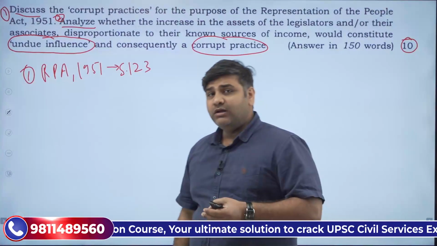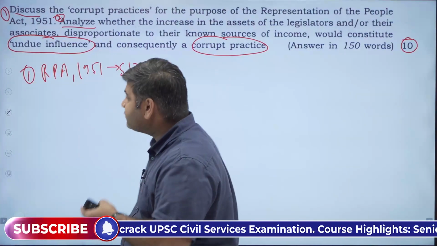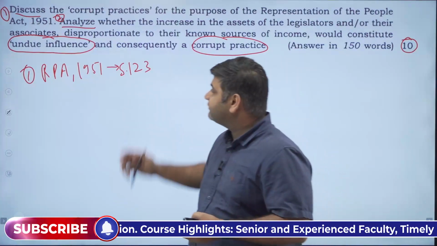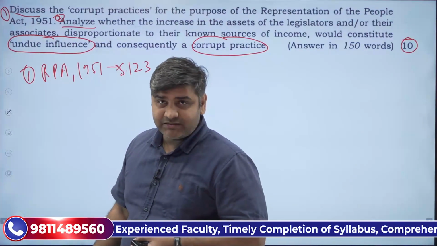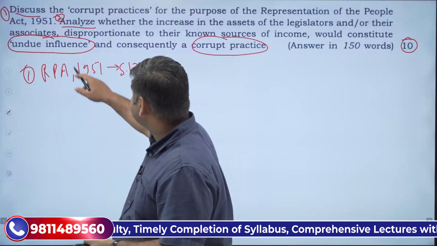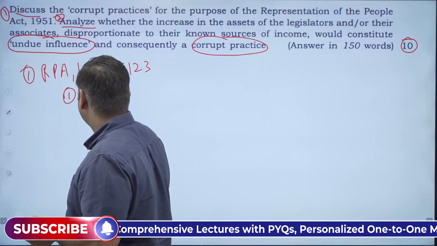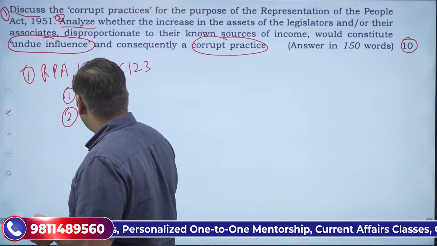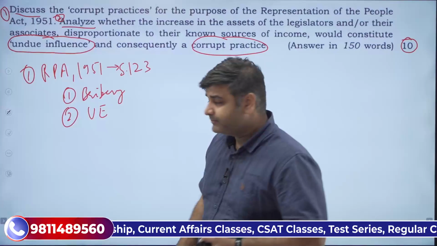Now in order to answer the second part, we have to answer the first part. Okay, we have to see what corrupt practices actually mean. And corrupt practices are written under section 123 of the Representation of People Act. So what are corrupt practices? And let me tell you, one of them is undue influence also. So first one, bribery. Second one is undue influence, the same thing which is asked in the second part of the question.